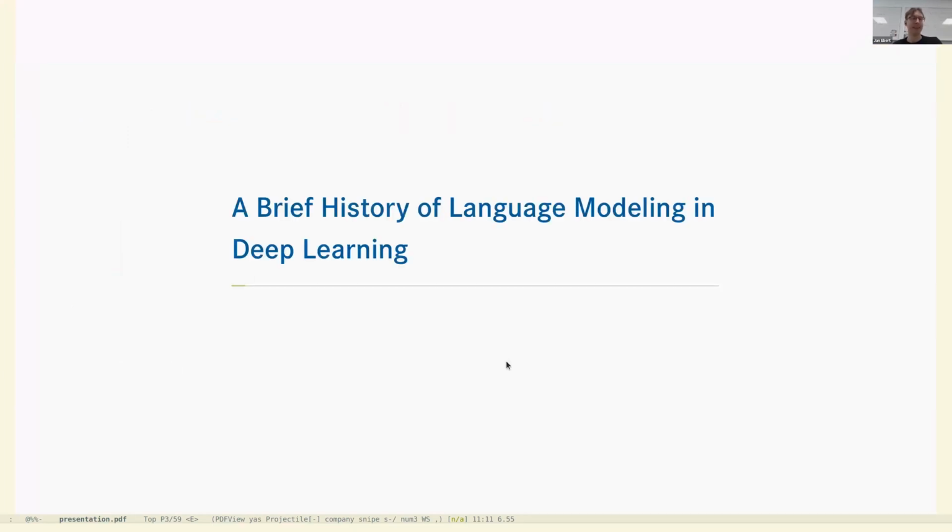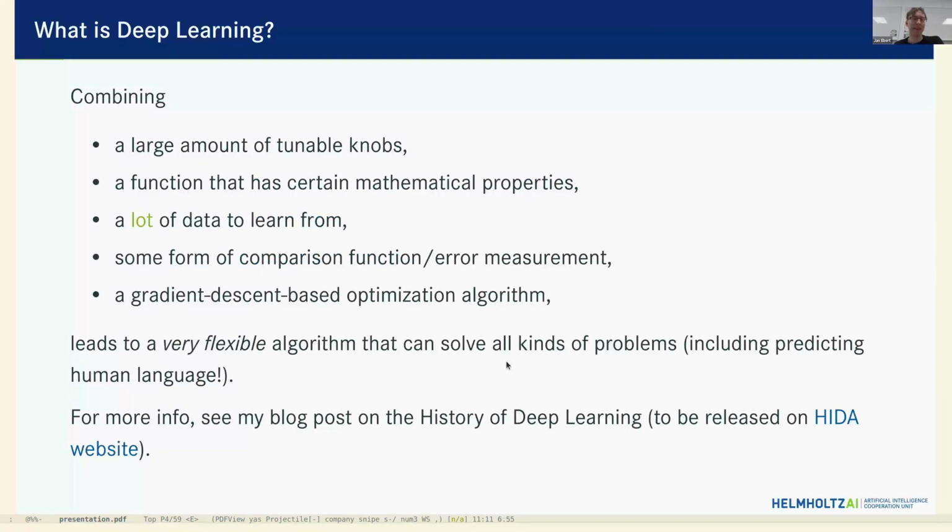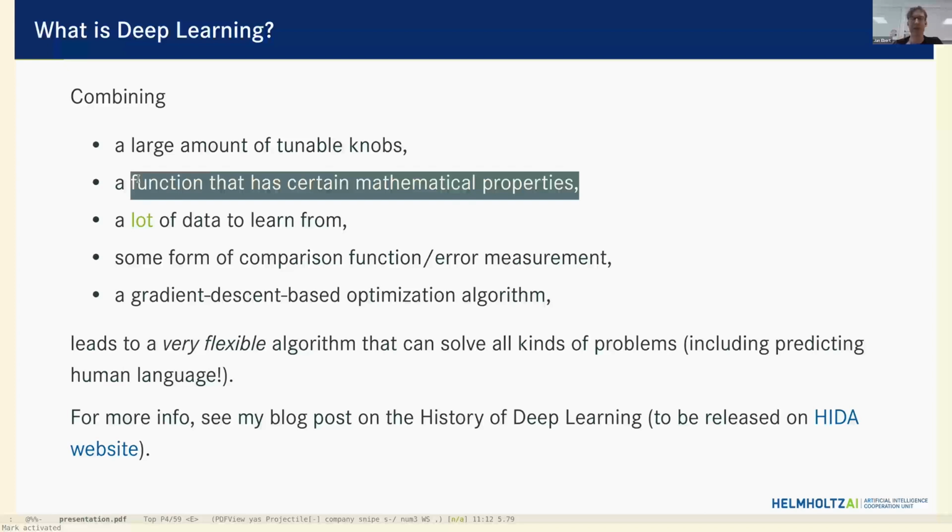All right, so very briefly, what is deep learning? Basically, there are these 5 properties that we need to have a successful neural network training. We need a large amount of tunable knobs. These are the parameters of our model, which can adjust to whatever we want to learn. Then this model needs to have certain mathematical properties. That is what makes the architecture of our model.